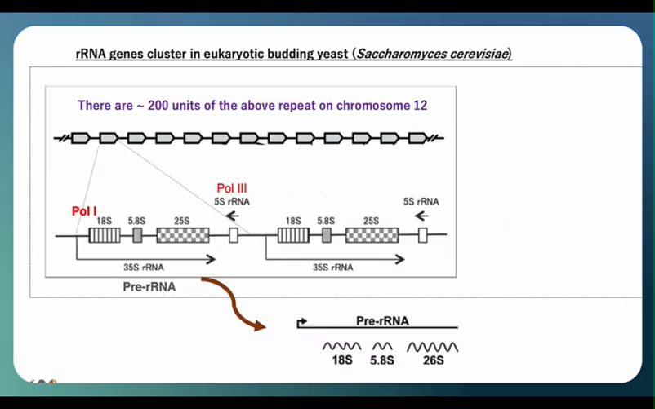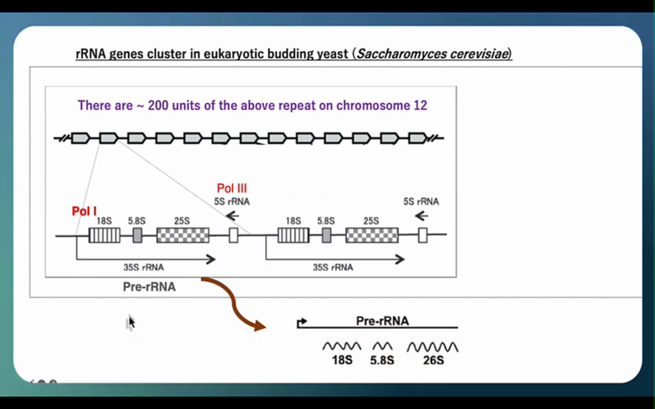Next, I will explain the transcription of ribosomal RNA genes in eukaryotes, using the yeast Saccharomyces cerevisiae as an example. In Saccharomyces cerevisiae, the transcription units encoding ribosomal RNA genes are repeated 200 times on chromosome 12. This shows one transcription unit of them. This transcript is called 35S ribosomal RNA.